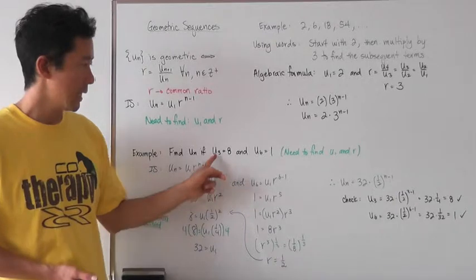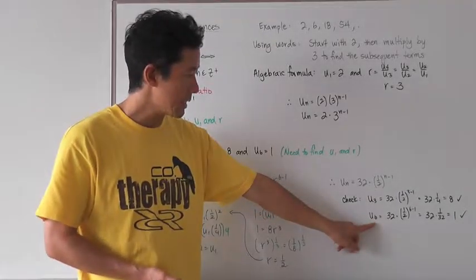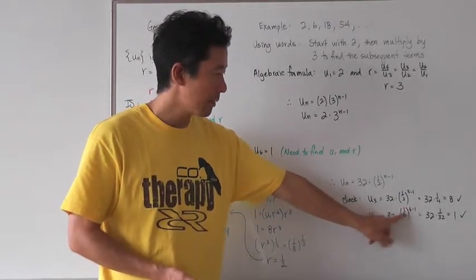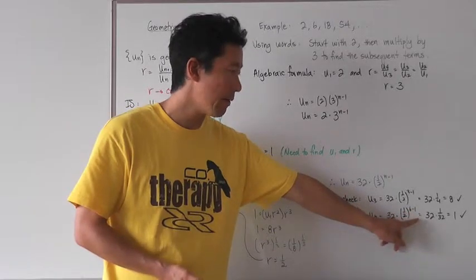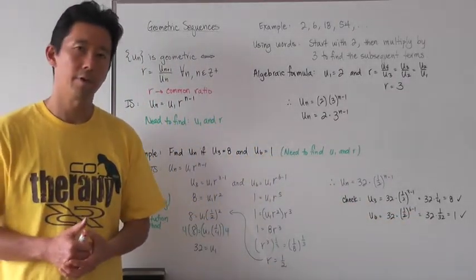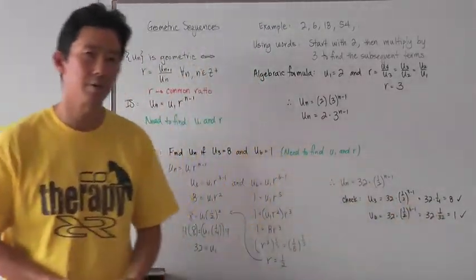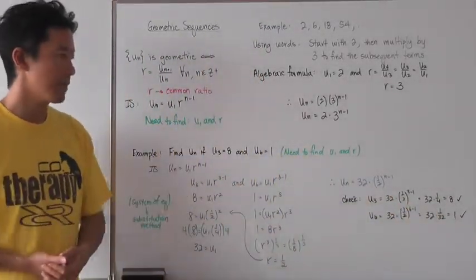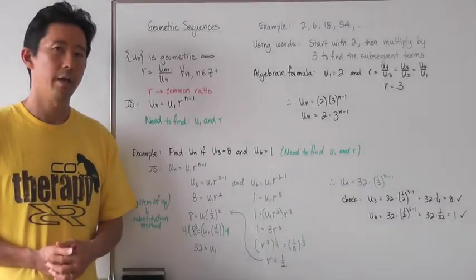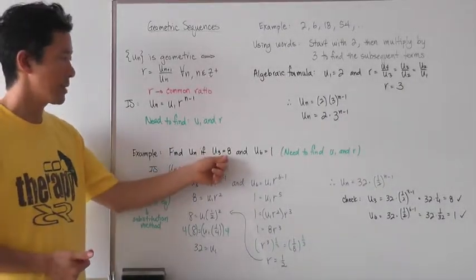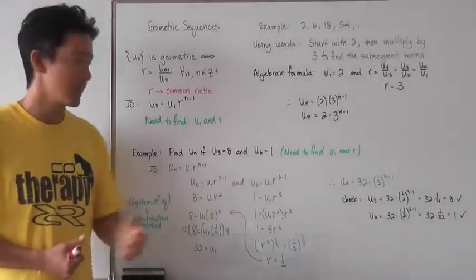If I check u sub 6, that's going to be 32 times 1/2 raised to the 6 minus 1 power. That's 1/2 raised to the 5th power, which is 1 over 32. 32 times 1 over 32 is equal to 1. So I know that I've actually found the correct u sub n for this particular geometric sequence.